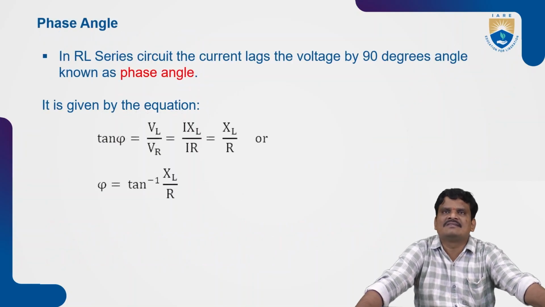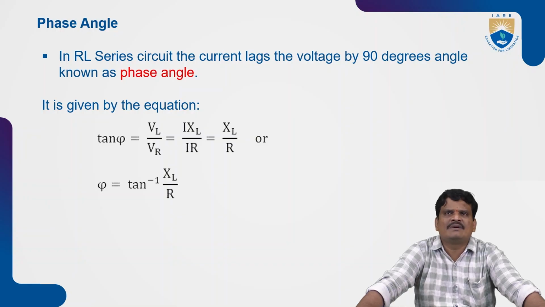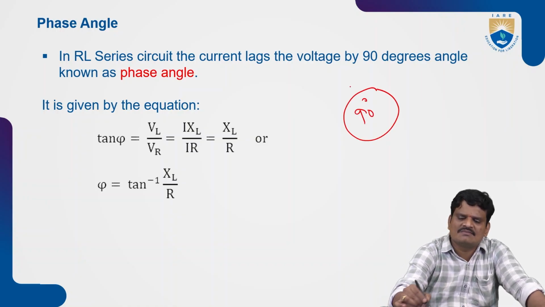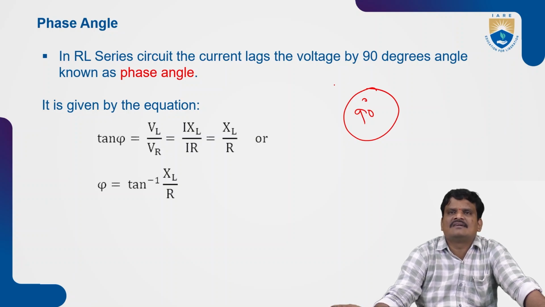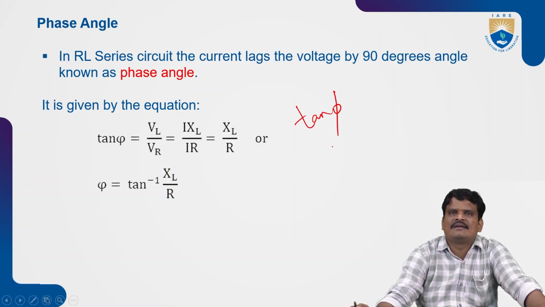Now coming to the next thing, phase angle calculation. In a series RL circuit, we know that the current lags the voltage by an angle. That angle is considered as the phase angle, and it is generally represented by the expression tan phi.